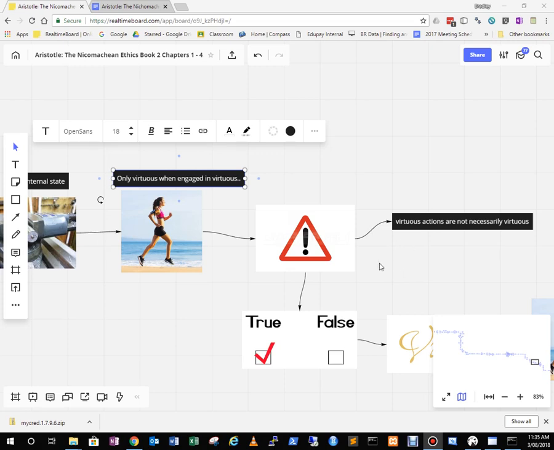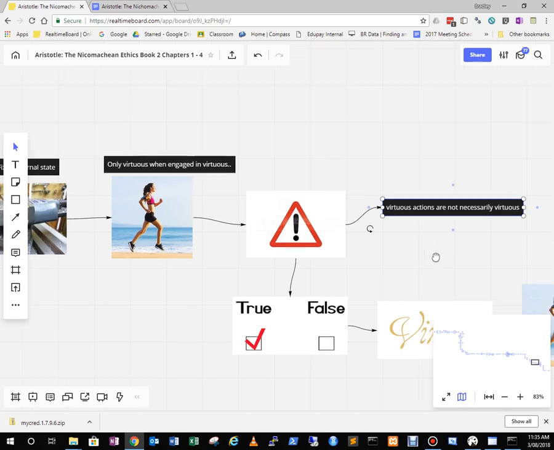He then goes on to argue that he doesn't believe this. He doesn't believe it. There needs to be something more. You can blindly carry out a virtuous action and it's not actually virtuous. The behavior may appear to be virtuous, but it's not a true virtuous action. All right? Virtuous actions are not necessarily virtuous.